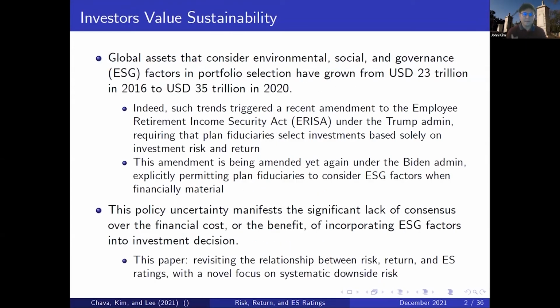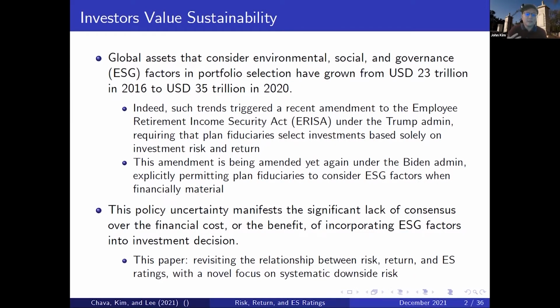I want to begin by emphasizing that investors care about sustainability. By now, there's a lot of evidence, but one obvious fact is that global assets that consider environmental, social, and governance, basically the ESG factors, in investment decision making, have grown from about 23 trillion US dollars in 2016 to about 35 trillion US dollars in 2020. This is a very rapid growth of about 50% in less than 5 years.